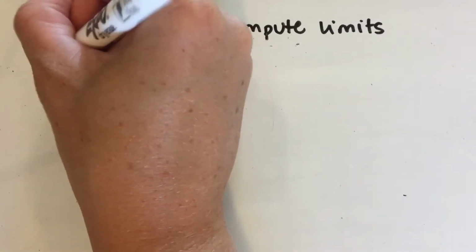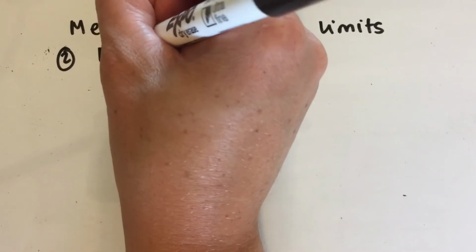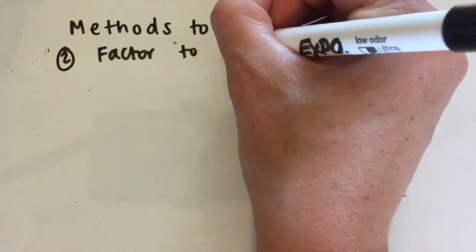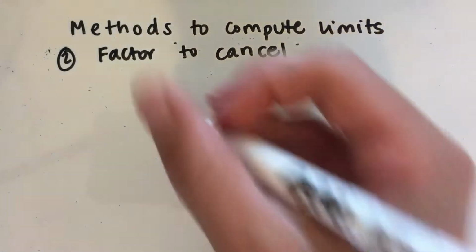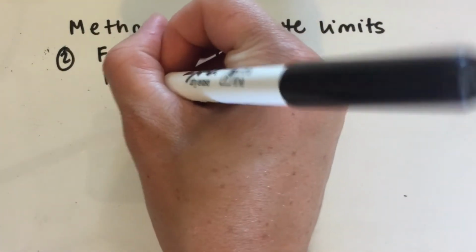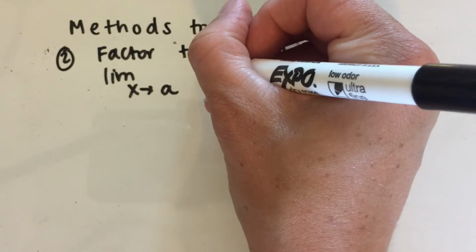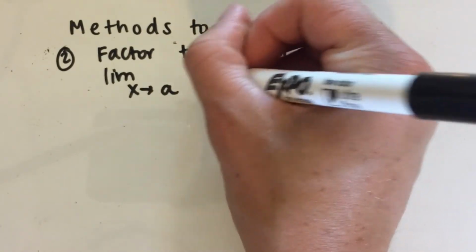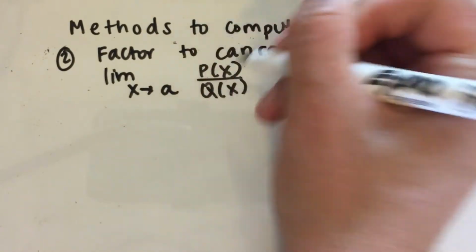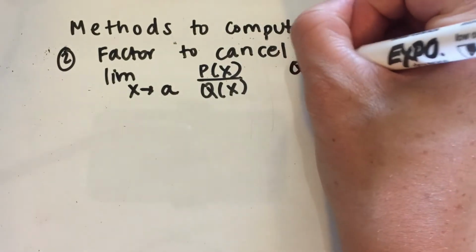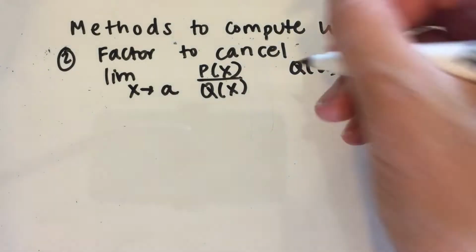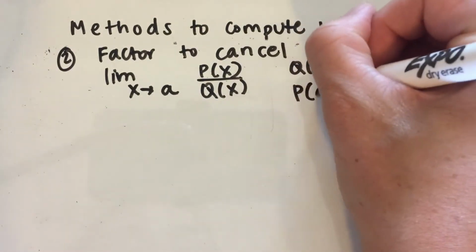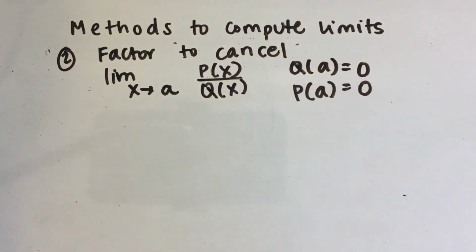The next method I have is to factor to cancel. Here we're going to do this when we have the limit as x goes to a of p of x over q of x, a rational function, where q of a equals 0 and/or p of a equals 0 when we initially plug it in.